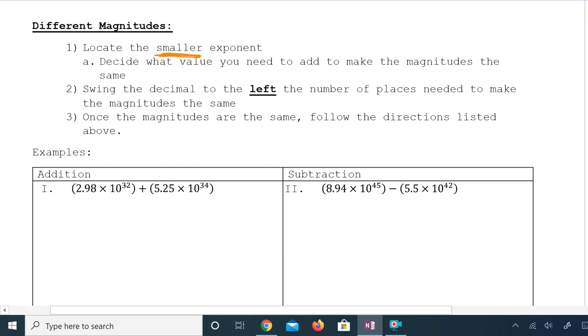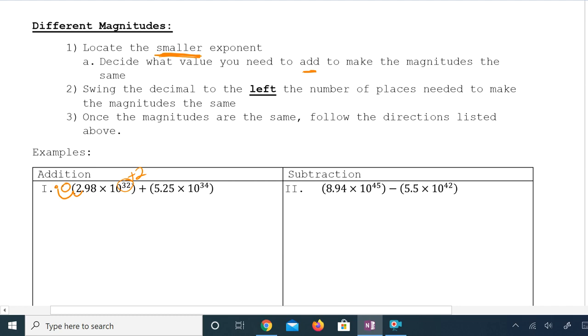And then you need to decide what value you need to add to make the magnitudes the same. So if I'm looking at my first example, I see my smaller magnitude is 32. And I want to decide how much do I need to add to 32 to get to 34? Well, I would need to add 2 to 32 to get 34. So since I have to add 2 to that magnitude to get it to be the same, I also need to then swing the decimal in my significant digit to the left that number of spaces. So since I need to add 2 to the exponent, I'm going to swing my decimal 2 places to the left in the significant digits.